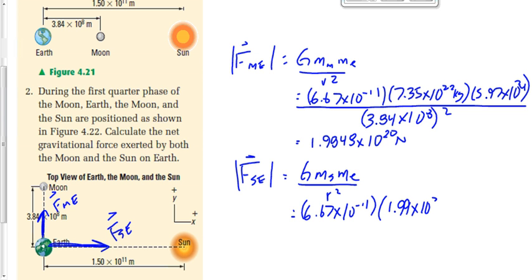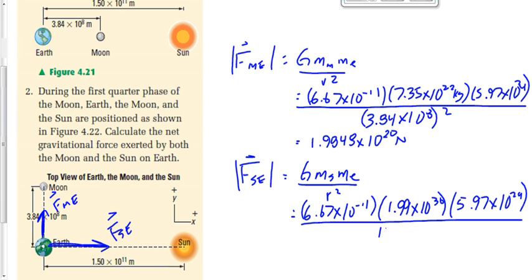And the Earth is, again, still 5.97 times 10 to the 24 kilograms. Okay, we divide that by the distance here now, which is quite a bit bigger, 150 million kilometers. 1.50 times 10 to the 11 meters. Don't forget to square that. My guess is I'm going to get a bigger force here, quite a bit of a bigger force here. What do you end up getting for this one?